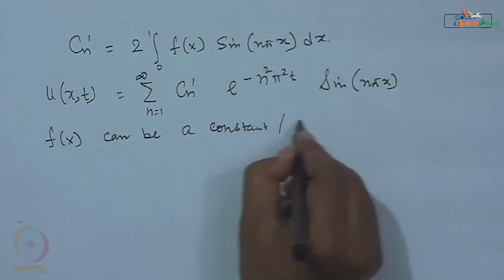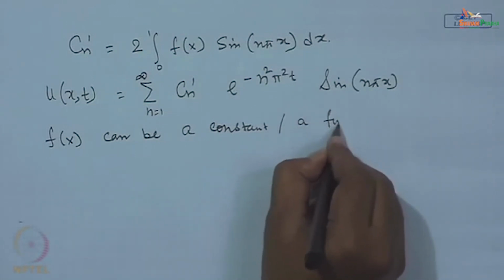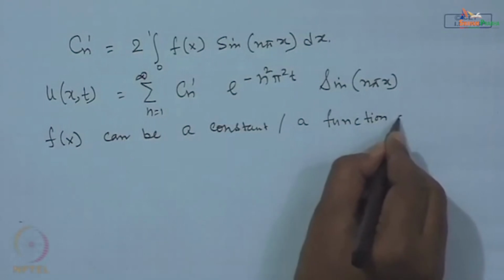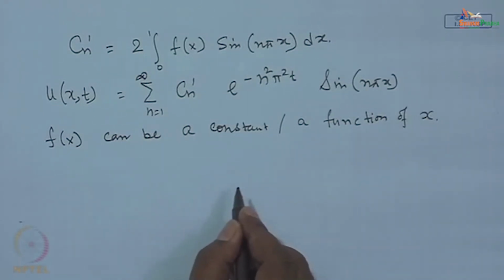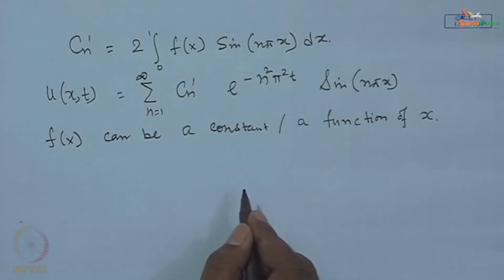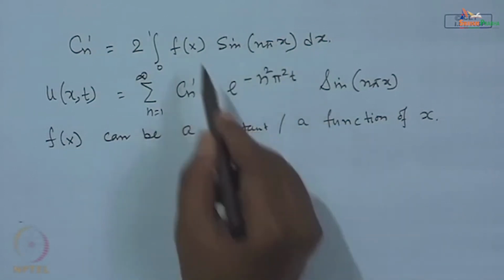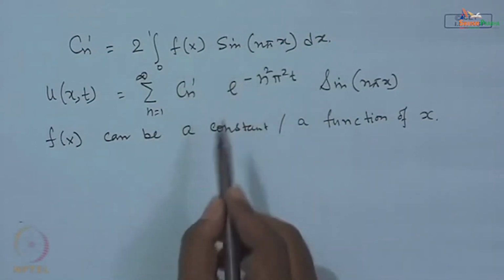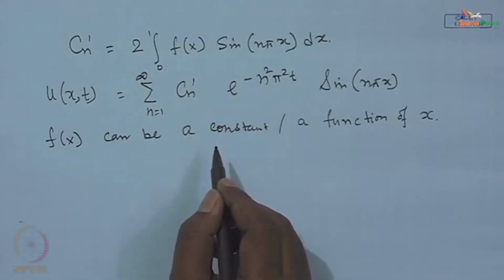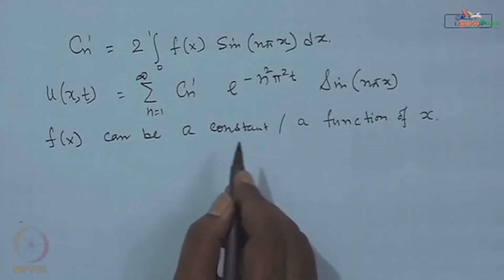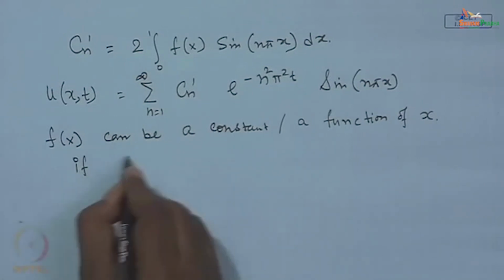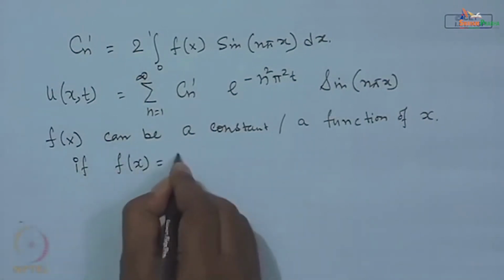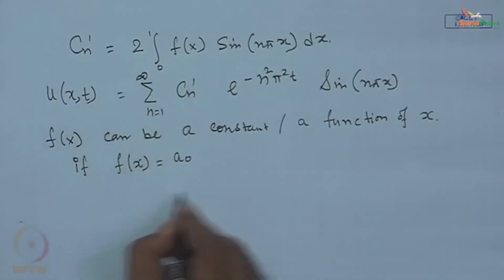So, this f x can be a constant, or in general it can be a function of x. If f x is a simple function of x like x or x square or e to the power x or cosine k x, something like that, then this integration can be solved analytically, otherwise one has to take recourse to numerical techniques. For example, I will just solve this problem for f x constant. If f x is constant, let us say a 0, let us see what we get out of this equation.